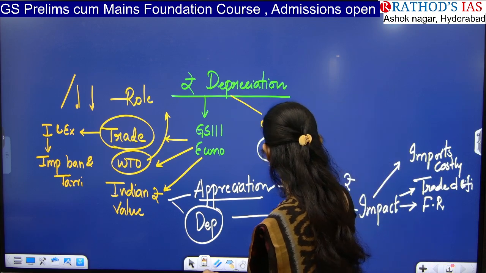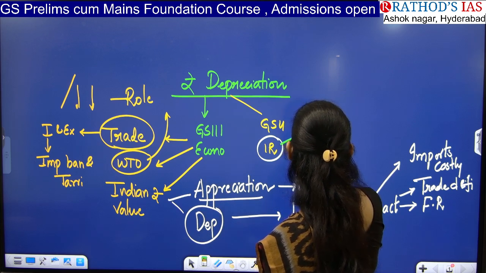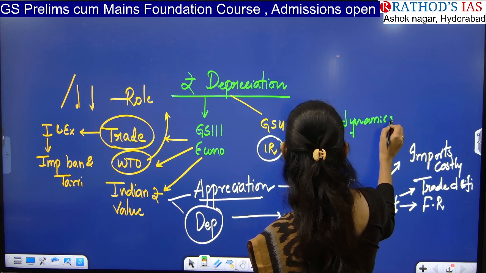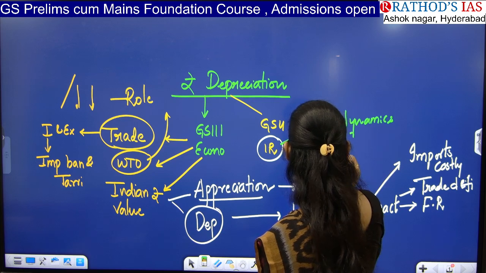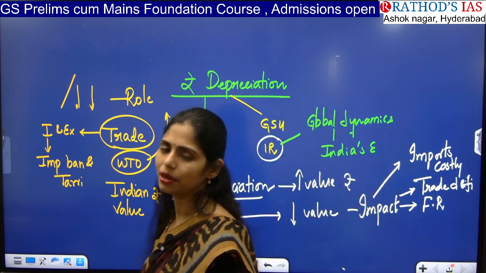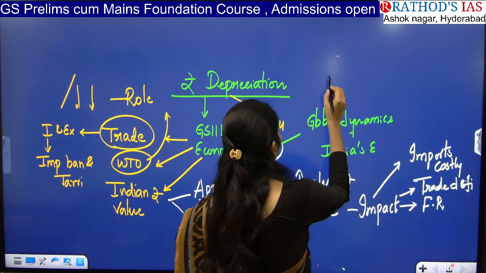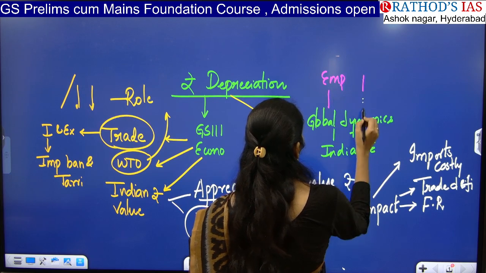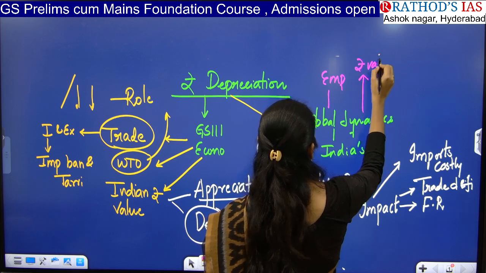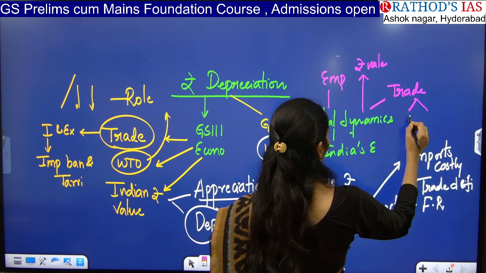And from international relations you have to see how global dynamics will impact India's economy. For example, how it is having an impact on employment, how it is having an impact on the rupee value, how it is having an impact on our trade, that is exports and imports.